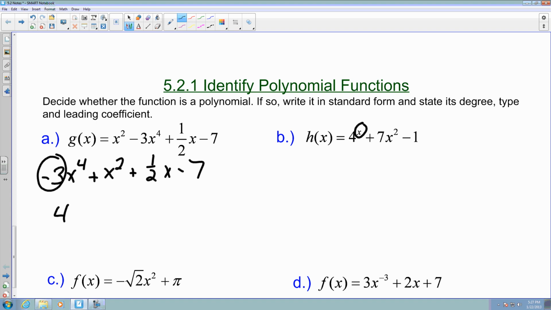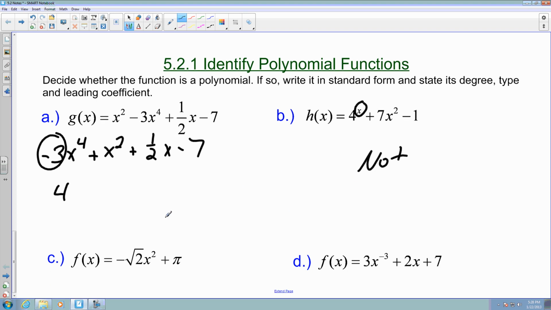For B, I look at it, I see that I have a variable as my exponent. Since it has a variable as an exponent, I can say this is not a polynomial function.